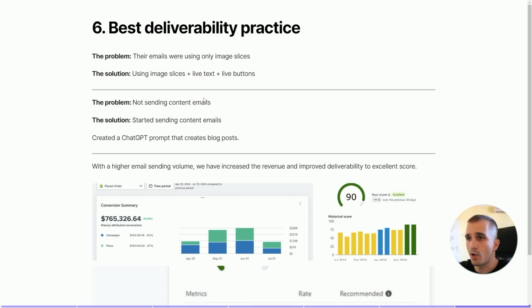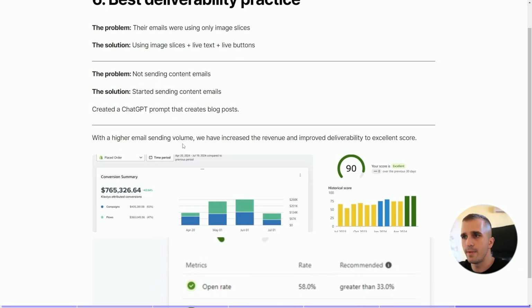So then they were not sending the content emails. I'm repeating this because it's super important. We have started sending the content emails. We have created the ChatGPT prompt that creates blog posts and all these things, and they were highly satisfied with these blog posts that are truly providing the value for them. So the thing is that with all these things, as I mentioned, with higher email sending volume, we have increased the revenue and improved the deliverability to an excellent score.